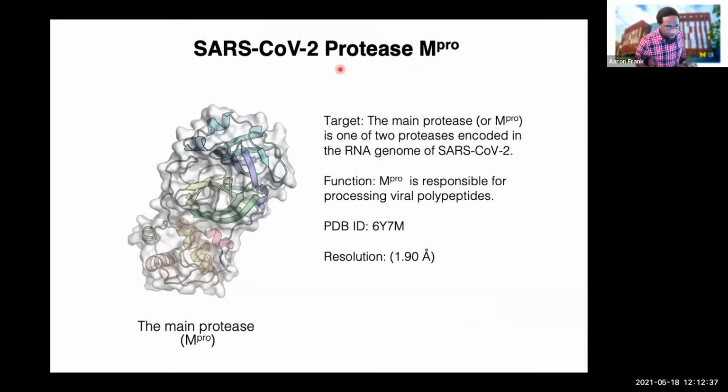So the particular protease that we focus on is called the MPRO, which is the main protease. And it's one of two proteases that you can find in the SARS-CoV-2 genome. So the function is it processes a number of viral polypeptides. And so if you're able to stop or disrupt this processing, right, you can disrupt the replication of the virus. So the good news is that we have structural information for this protease. And so this structure is shown here on the left. And it's relatively high resolution. So we really have a good sense of what the structure of the protease is.